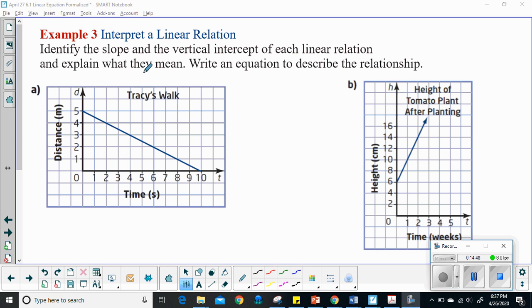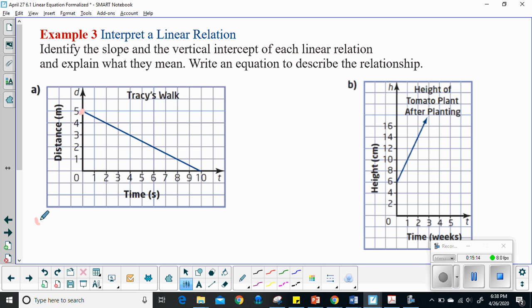Okay, let's put some words around this. So interpret a linear relation. So we need to identify the slope and the vertical intercept of each linear relation and explain what they mean. Write an equation to describe the relationship. So we've got Tracy's walk. We have a distance and time, and we've seen distance time graphs before, so this isn't too bad. We know that we have a y-intercept here of 5.